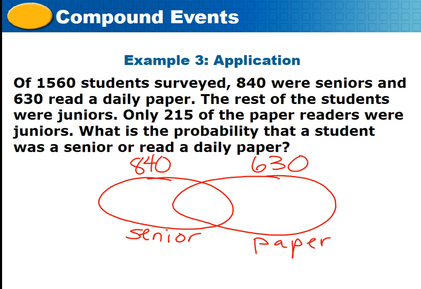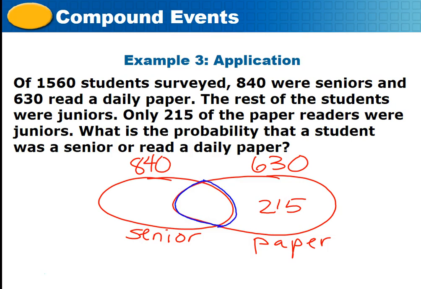As I continue to read in this problem, it says the rest of the students were juniors. And it says only 215 of the paper readers were juniors. So I can tell that that 215 should go over here because these are the guys that were not seniors that were paper readers. Now what I need to do is find what goes in this area right here.